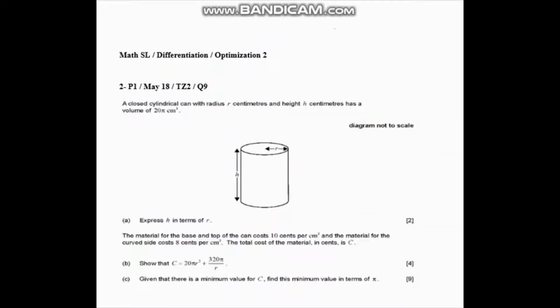Show that C equals 20 pi r squared plus 320 pi over r, given that the material of the base and top of the can costs 10 cents per centimeter squared, and the material for the curved side costs 8 cents per centimeter squared. So we want to show that the total cost is given by this expression.